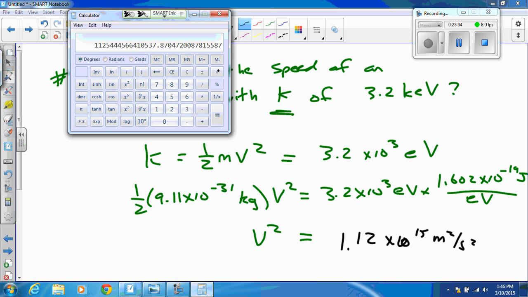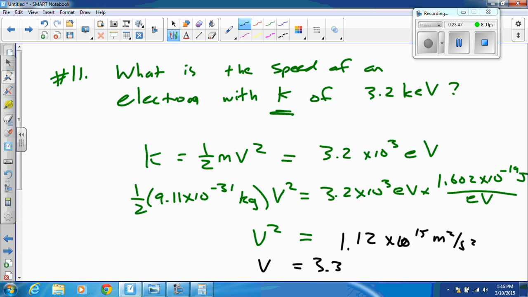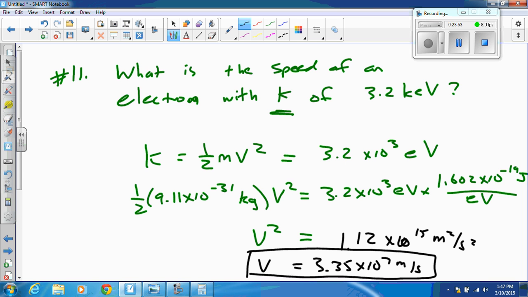So that my velocity now, I knew that would happen, is going to be 3.35 times 10 to the 7th meters per second. Interestingly, the speed of the electron is limited by the universal speed limit. What's the fastest anything can possibly go? Speed of light, which is 3 times 10 to the 8th meters per second. So we're getting close. We're about 10% of the speed of light now.